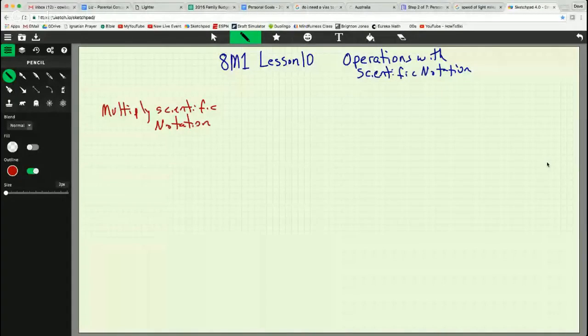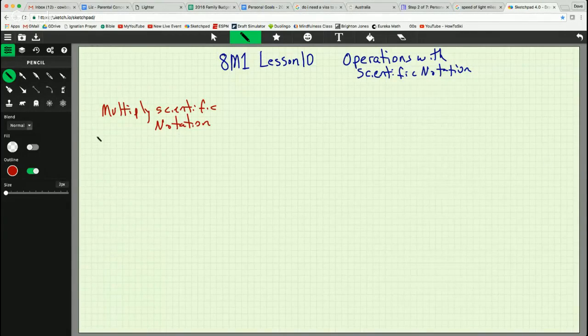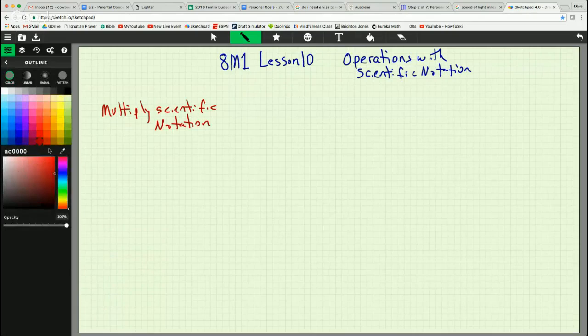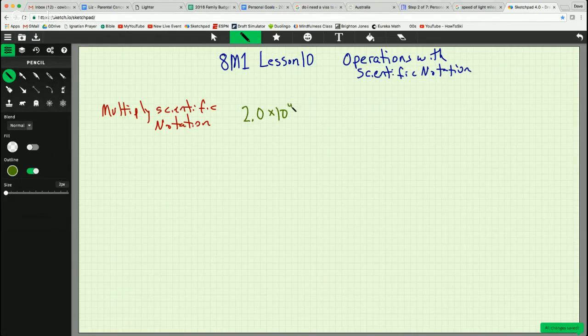Okay, so we're going to learn multiplying and dividing numbers in scientific notation. Let's start with multiplying numbers in scientific notation. A number written in scientific notation, remember, looks something like this. So if we take 2.0 times 10 to the fourth, and we want to multiply that number by another number in scientific notation, watch how cool this is, and then we'll come up with the rule.